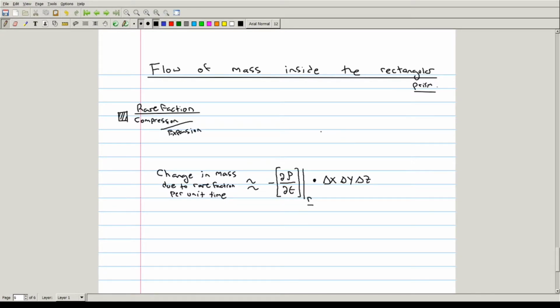But the idea is that this definitely has the correct units. The units of this are mass over time. And this gives us a nice approximation to the change in mass inside the region due to rarefaction. Rarefaction, so that's compression or expansion.